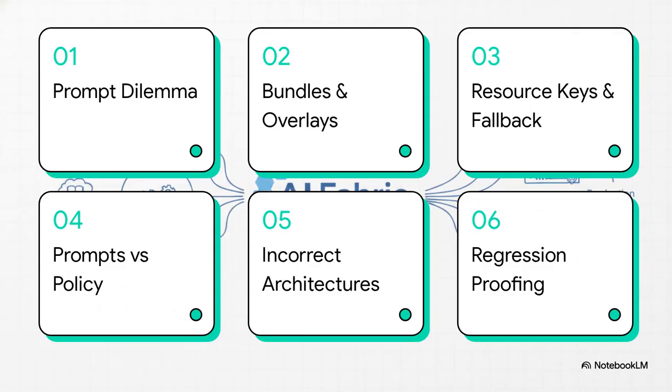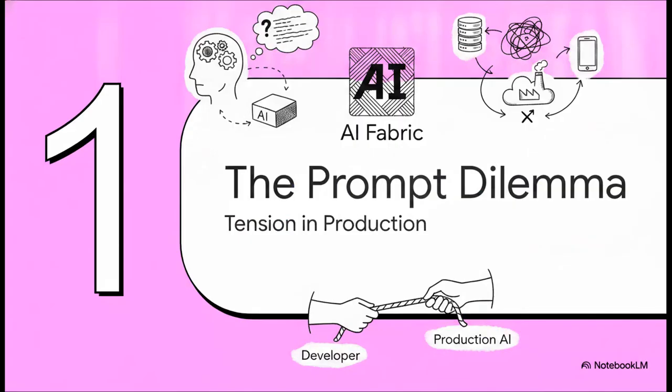Here is our roadmap for today. 1. The prompt management dilemma. 2. Bundles and ordered overlays. 3. Resource keys and fallback. 4. Prompts versus security policy. 5. Avoiding incorrect architectures. And 6. Regression proofing and testing.